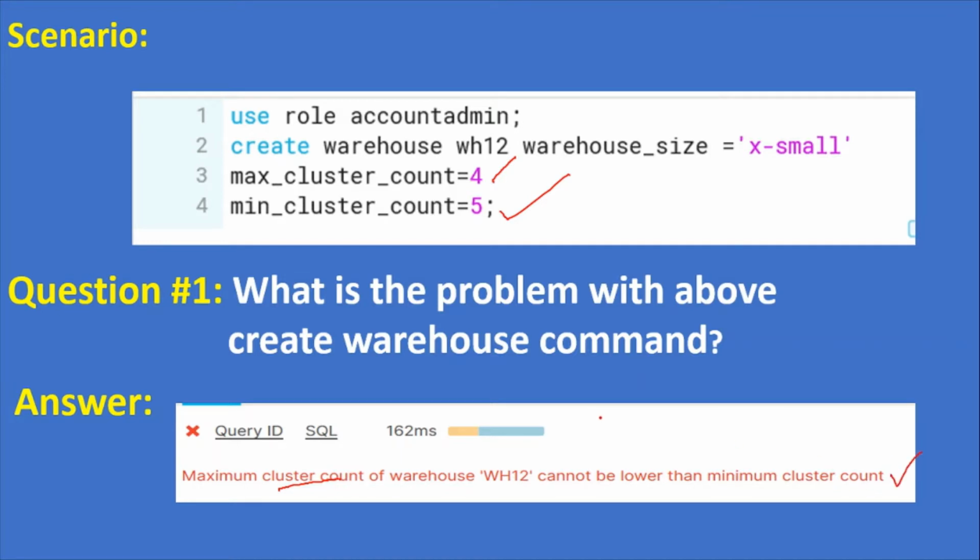That means when you are going to create a warehouse with the multi-cluster option, like maximum cluster count and min cluster count, always you have to give the min cluster count value less than max cluster count.